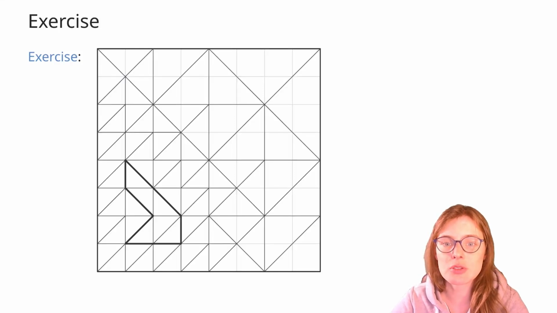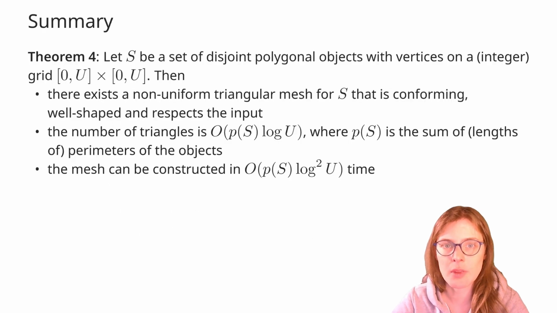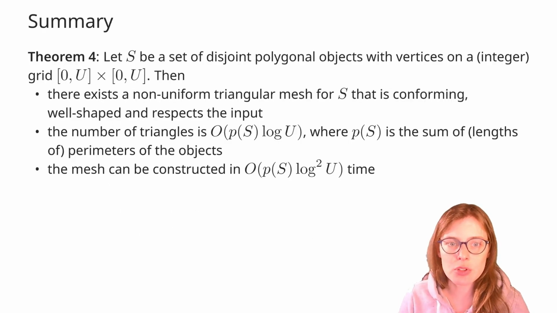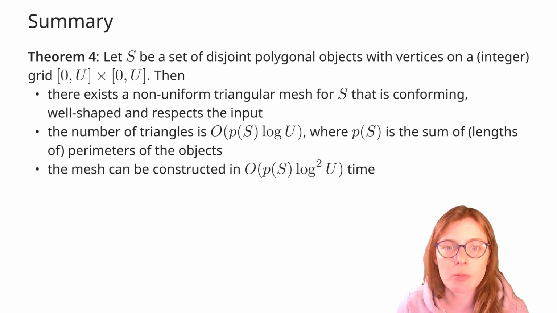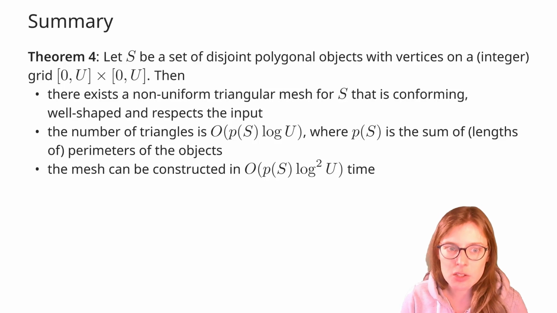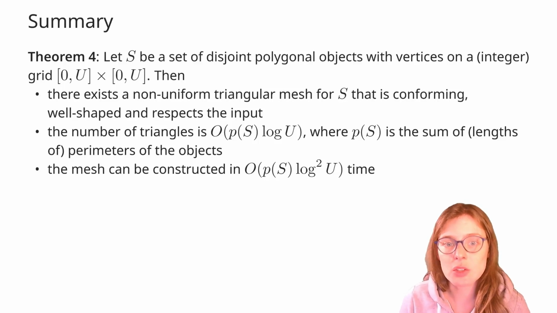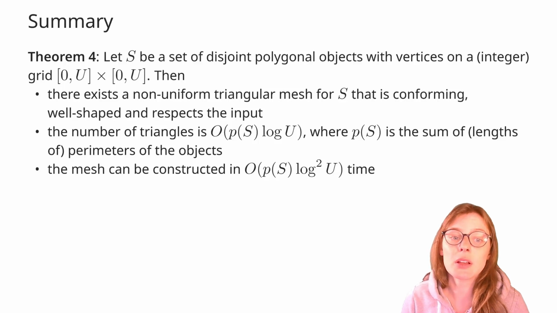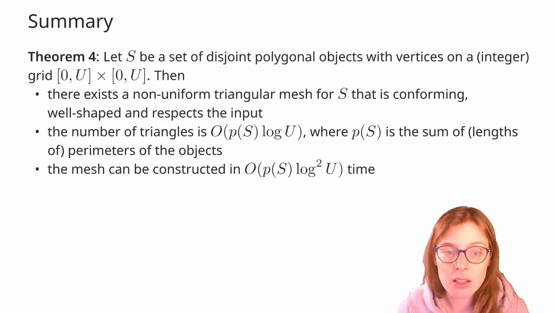Compare your solution to the one on the screen. To summarize our meshing approach, we conclude with the following theorem. Given a set of disjoint polygonal objects in a square of size U on a square grid, we can build a non-uniform triangular mesh on this set of objects that will be conforming, well-shaped, and will respect the input.